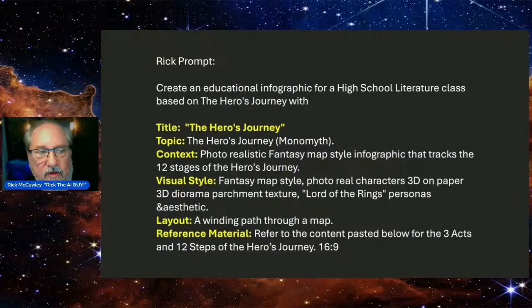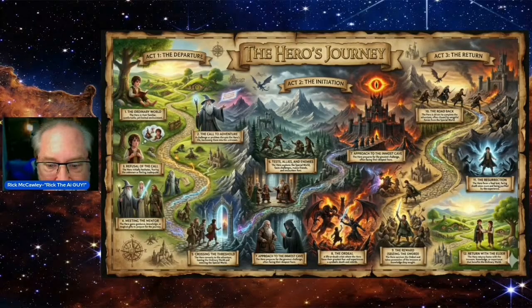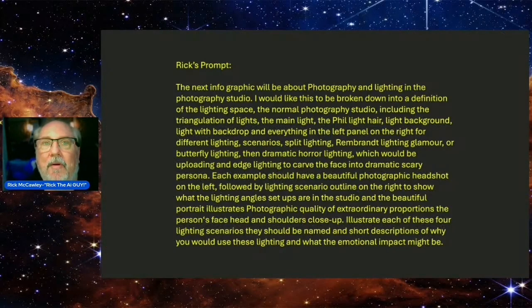The 12 stages of the hero's journey. Visualize, so I happen to know that little bit. Winding path through a map. Refer to the context pasted below for the 3 acts and 12 steps of the hero's journey. And there it is reimagined as Lord of the Rings and the 12 steps: the ordinary world, the call to adventure, the refusal of the call, the meeting of the mentor, the crossing of the threshold, the test of allies and enemies, the approach to the innermost cave. Oh my goodness. And there's all the elements in a cartoon form and a map, right?